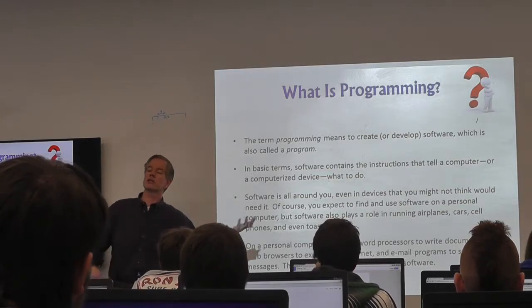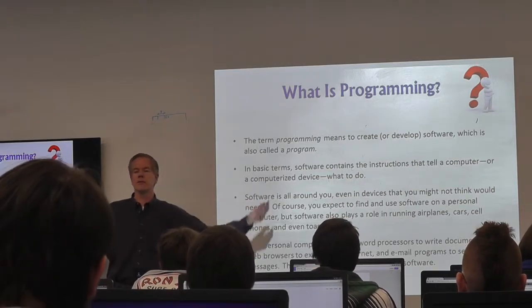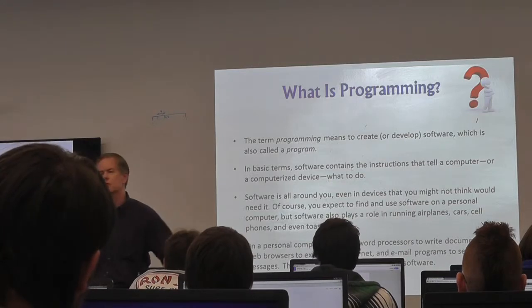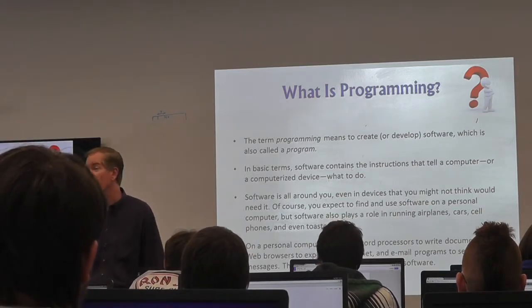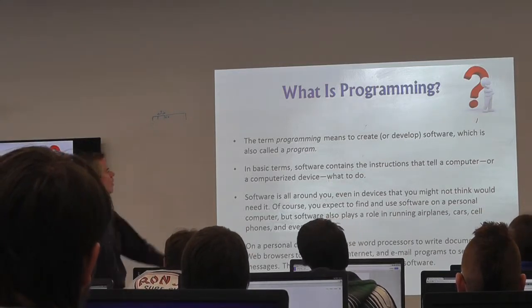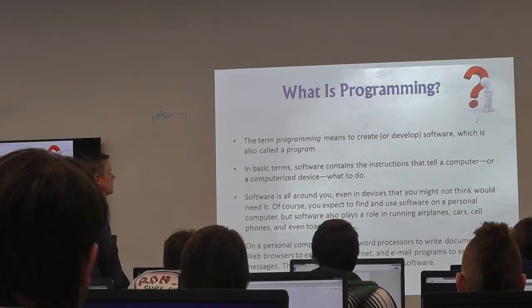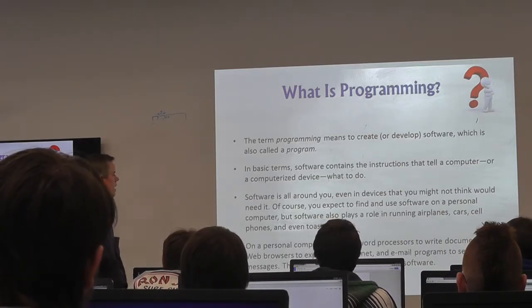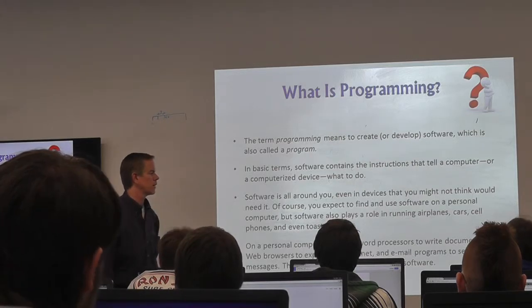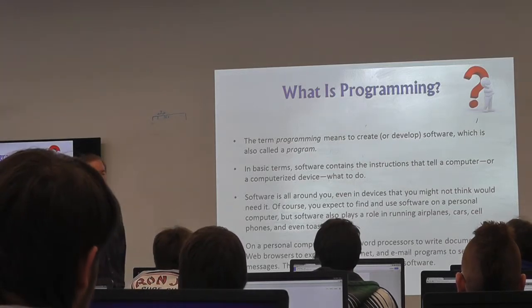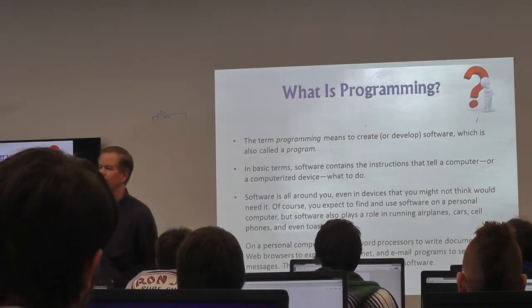Because computers are what? They're smart or dumb? Dumb. They're super dumb, right? Unless you tell them what to do, they're just going to sit there quietly in the corner and do nothing. Software's all around you, even in devices that you might not think would need it. That's your cell phone. On a personal computer, you use word processors to write documents. You use software every single day.